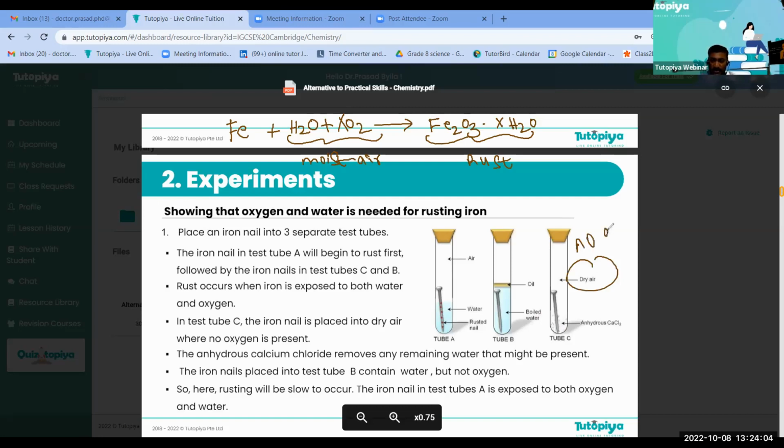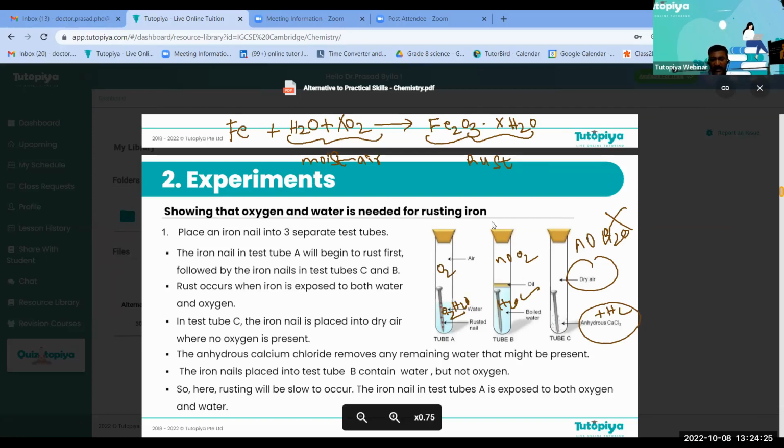no H2O, because all the H2O has been absorbed, no H2O. And here there is no oxygen. I have only water here. But here I have oxygen dissolved in the water. I have water, and also the air has oxygen. So there are all the requirements.